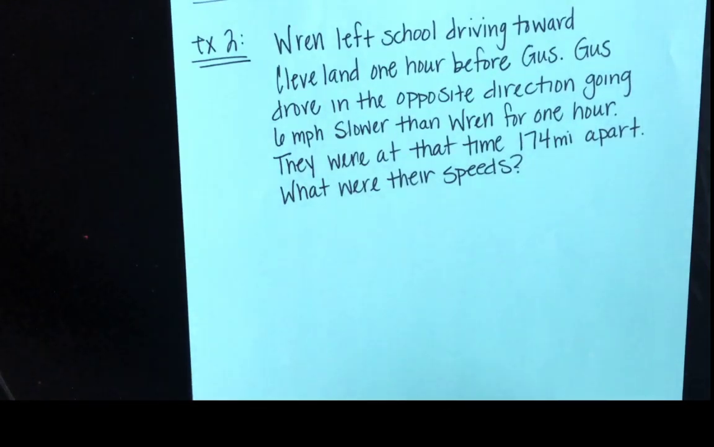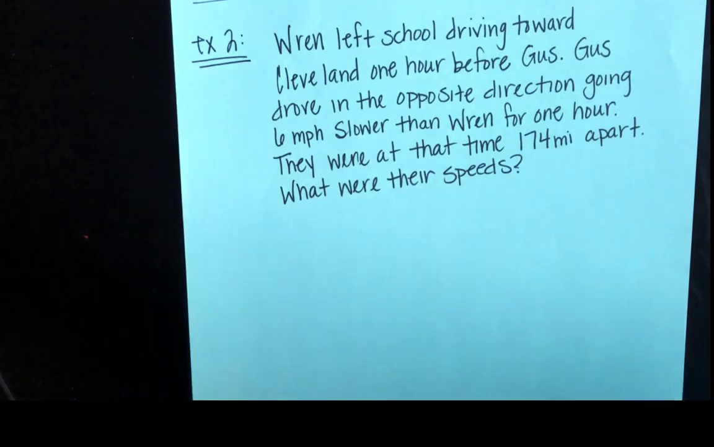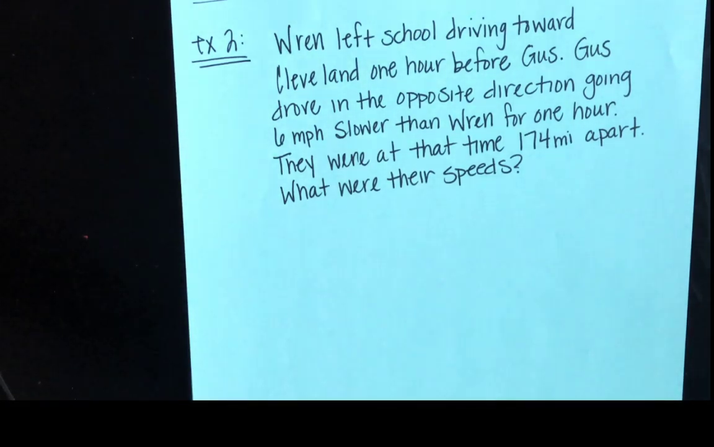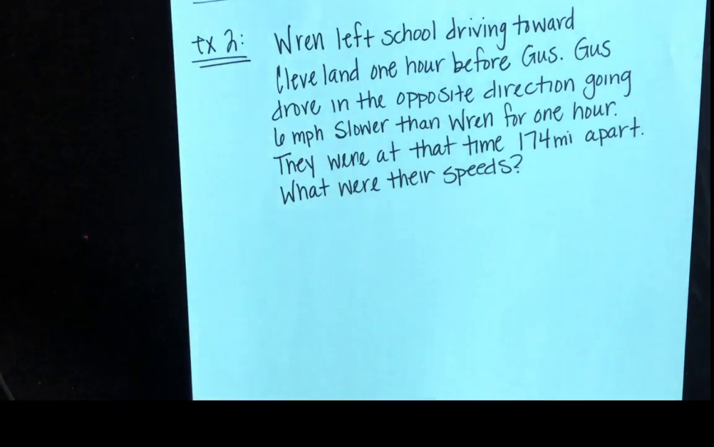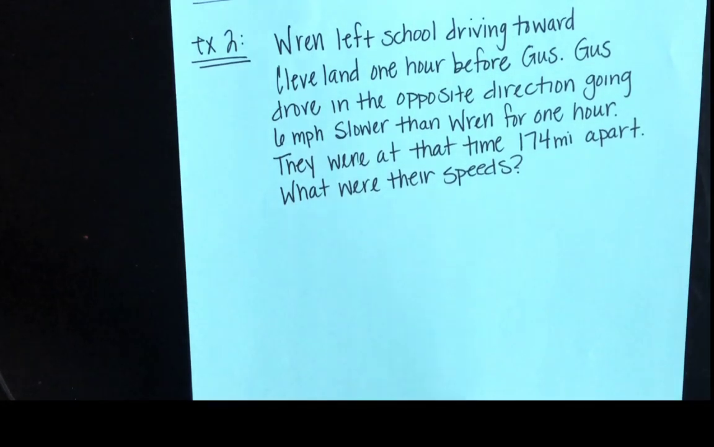And it says, Ren left school driving towards Cleveland 1 hour before Gus. Gus drove in the opposite direction, going 6 miles per hour slower than Ren. It says they were at the same time 174 miles apart. So that's like saying we stopped them at the exact same moment, and that's where they were apart. What were their speeds? So what we don't know is rate.